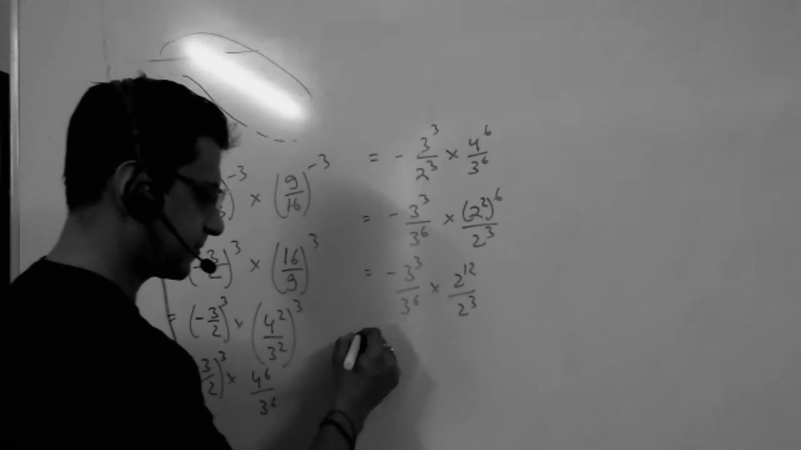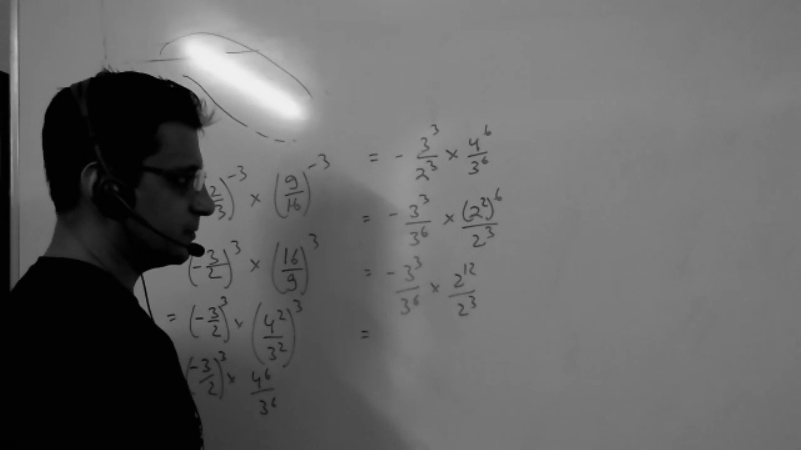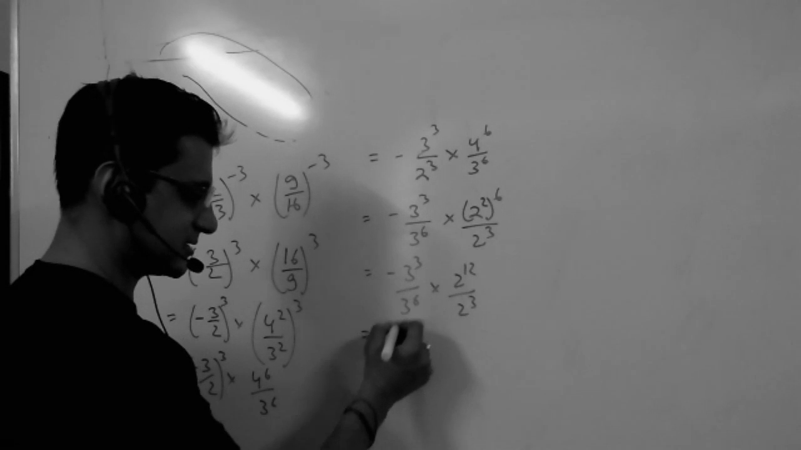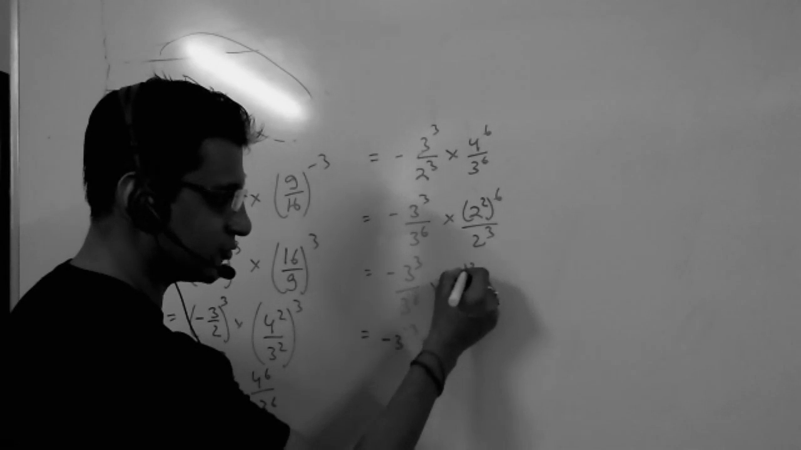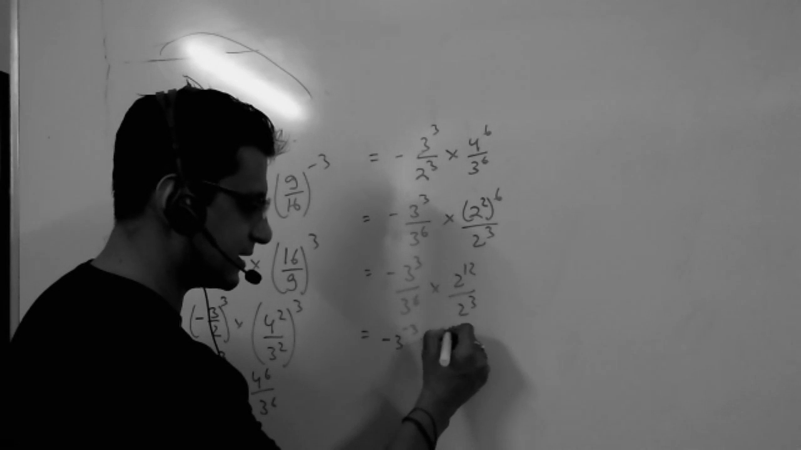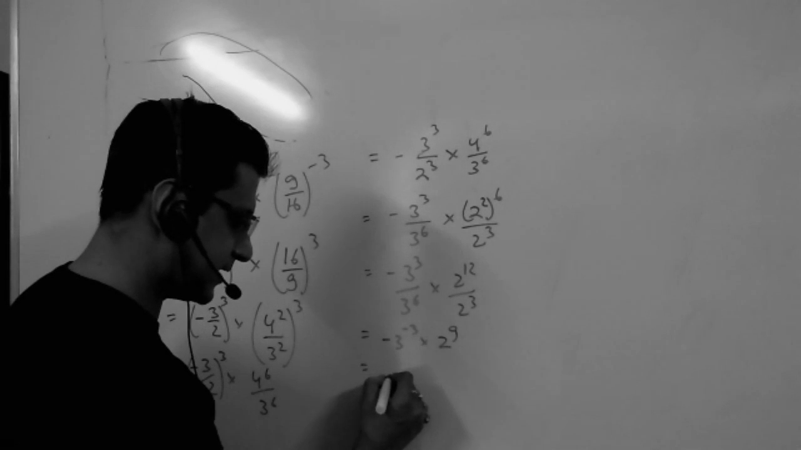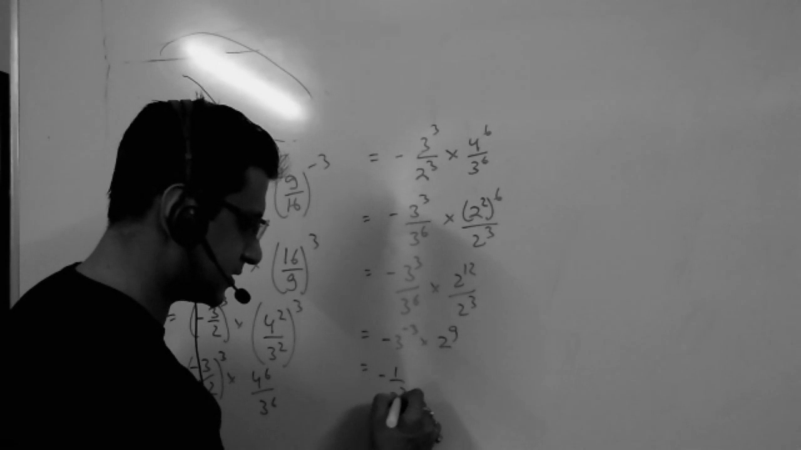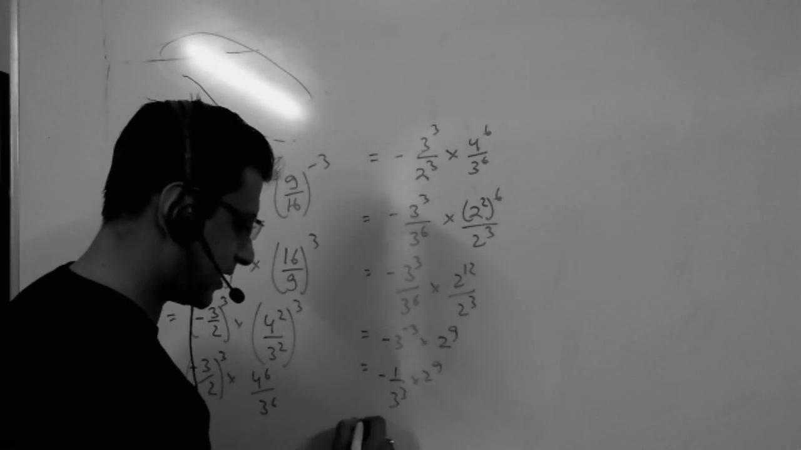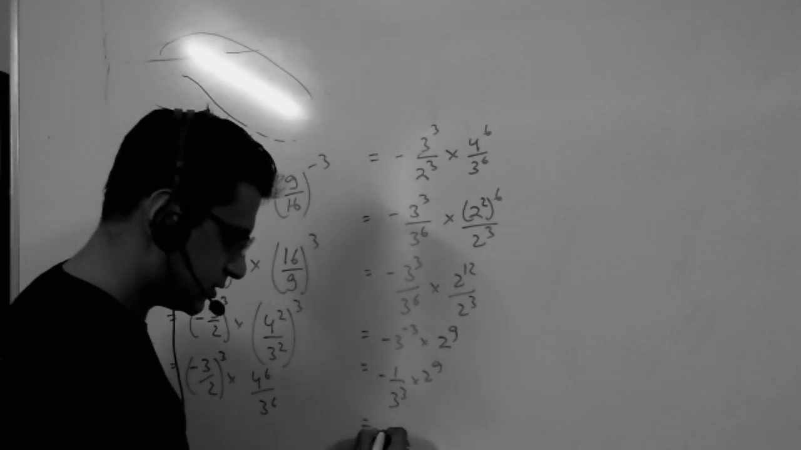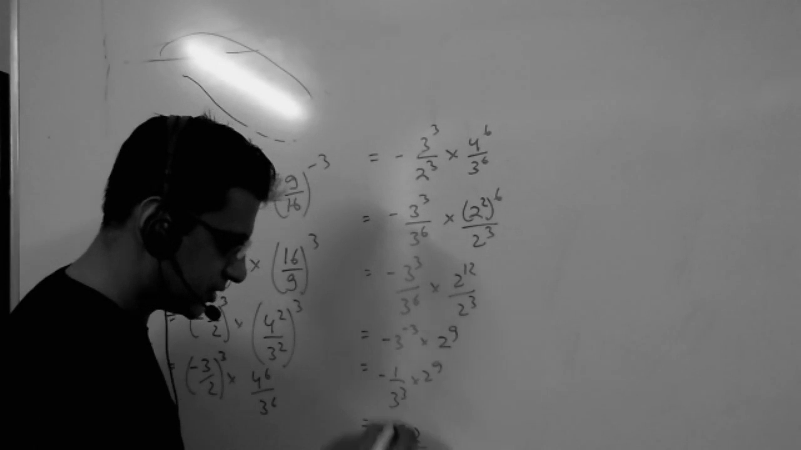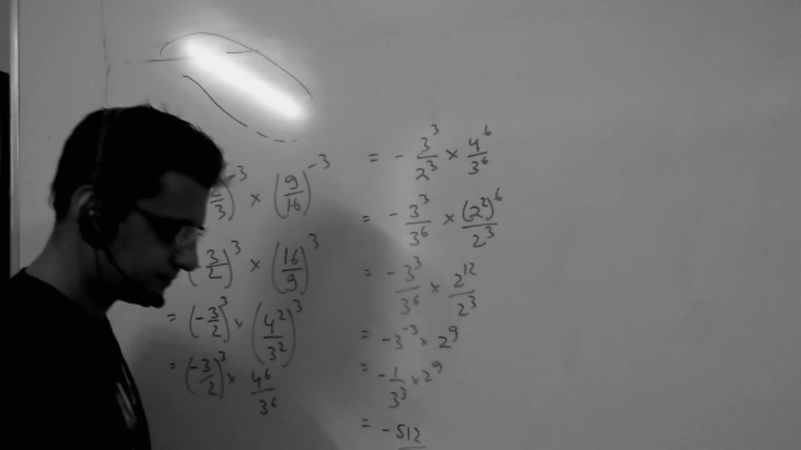So what will be left out? 3 minus 6, so minus 3 to the power minus 3 multiplied by 12 minus 3, 2 to the power 9. You can write minus 1 by 3 to the power 3 into 2 to the power 9. 2 to the power 9 is what? 512. 3 to the power 3 is what? 27.